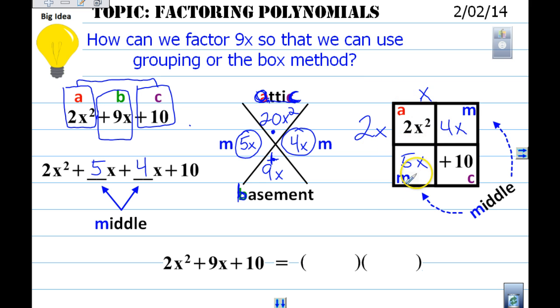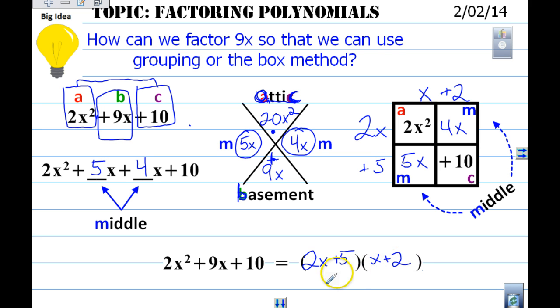Once again, we can either find the GCF of this row, or we can say x times what is 5x. And you get the same number. So the GCF is 5, and also x times 5 is 5x. Lastly, we can do the GCF of this column, or we can just say 5 times what is 10. So you get the same answer. So our final answer is 2x plus 5 times x plus 1.